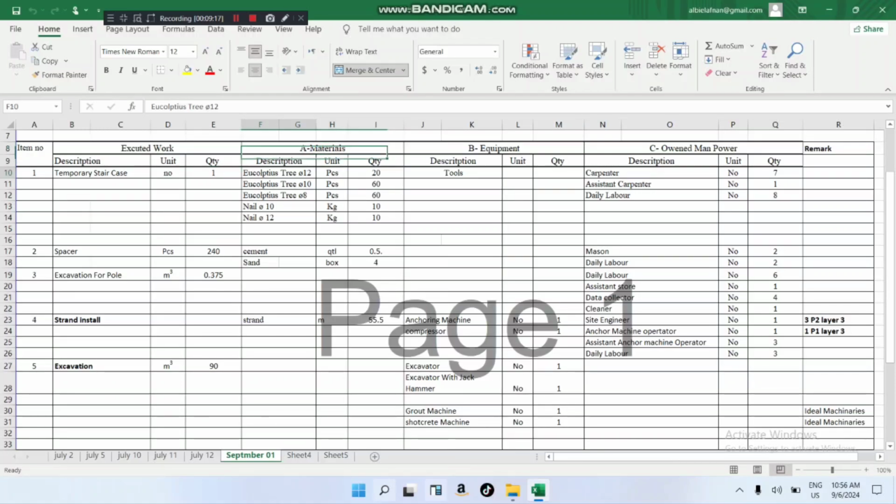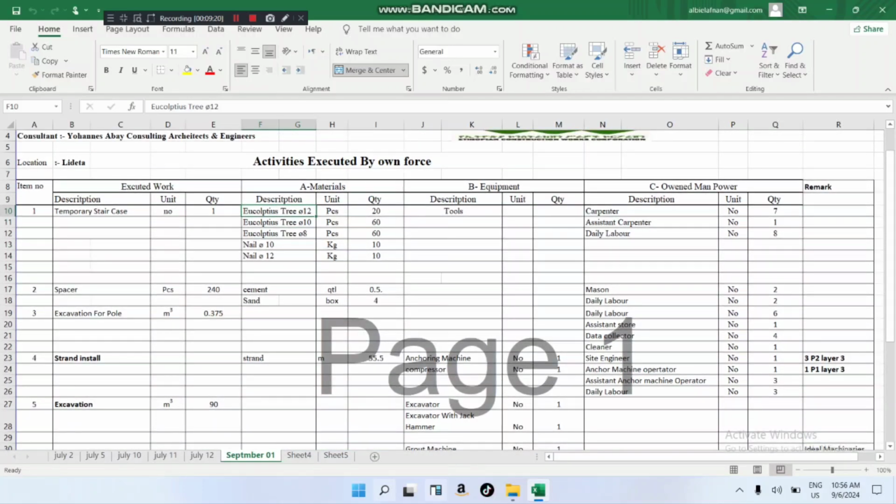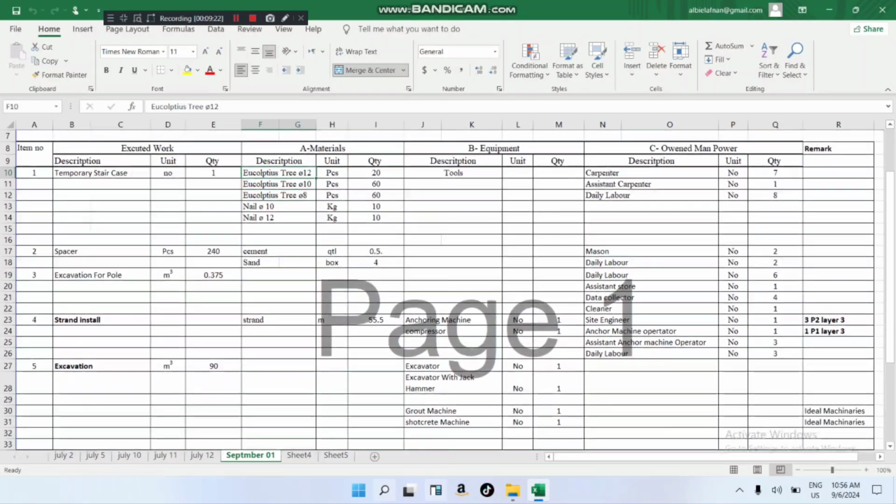It's for you also, if you're working by your own force, your own labors. It's not a contract with a subcontractor, it's your labor. So with the tools, the materials, the equipment that they use, or you buy for them for your labors, you have to make a report for it, like carpentry, daily labor, assistant store, data collector, cleaner, site engineer.